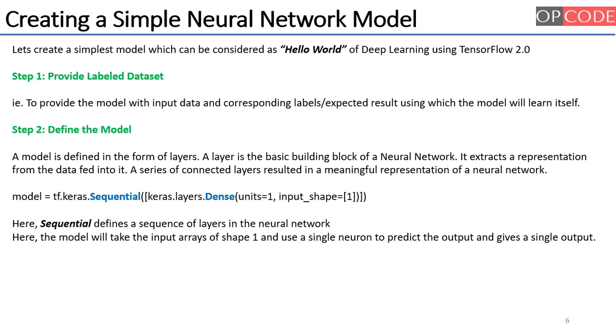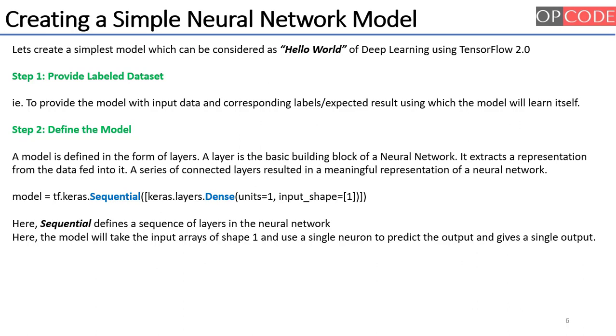A model is generally defined in the form of layers. A layer is the basic building block of a neural network. It extracts a representation from the data fed into it. A series of connected layers results in a meaningful representation of a neural network. So here you can see that the layers are defined in a sequential manner, and this Sequential defines a sequence of layers in the neural network.